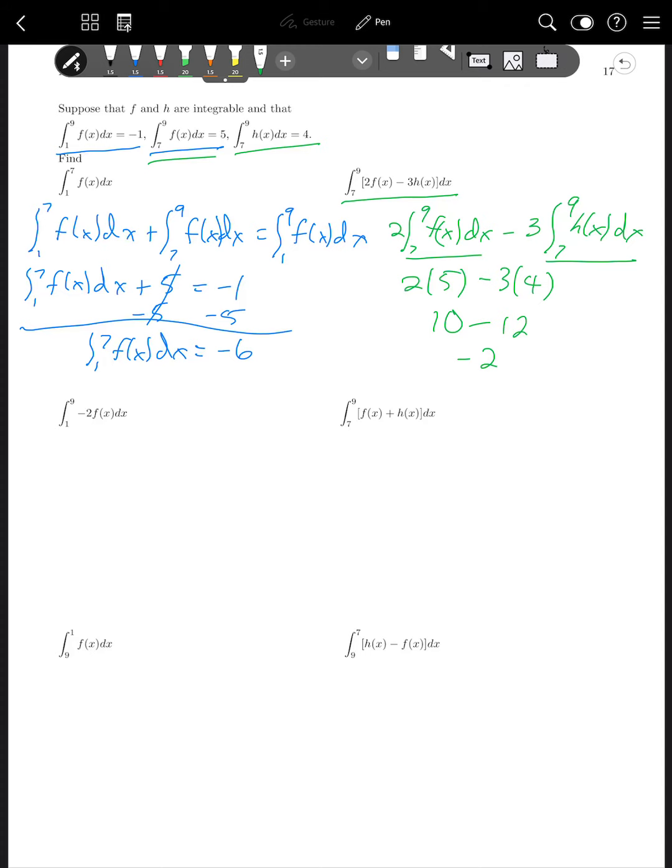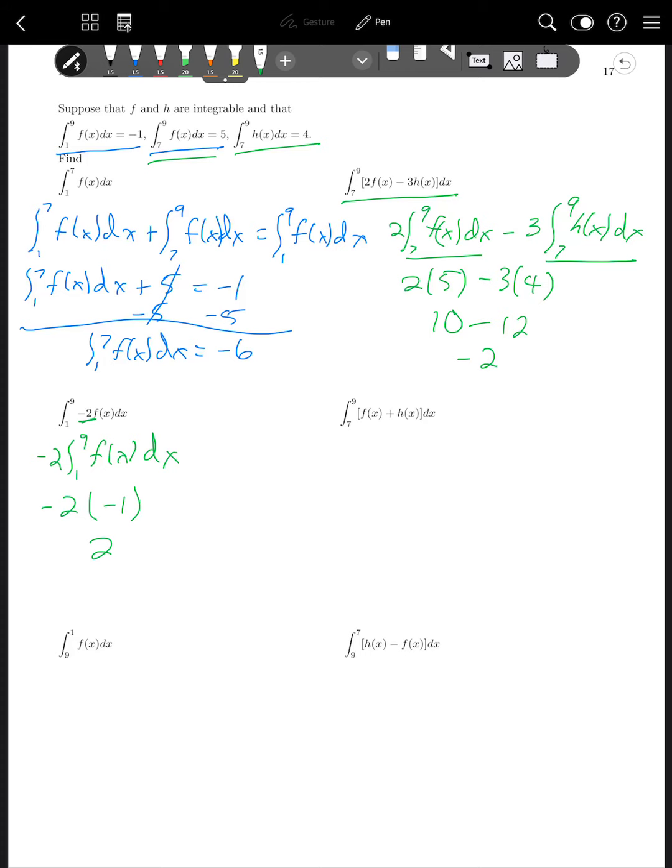Okay, so that's the idea. So here we have a constant multiple of negative 2. Bring that out in front. The integral from 1 to 9 of f of x dx is negative 1, so this will be negative 2 times negative 1, which is 2.